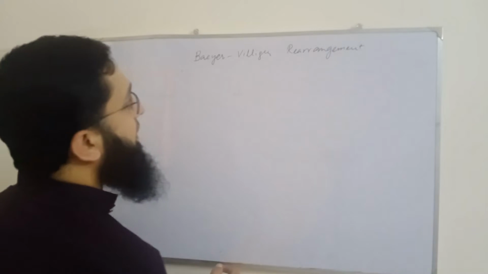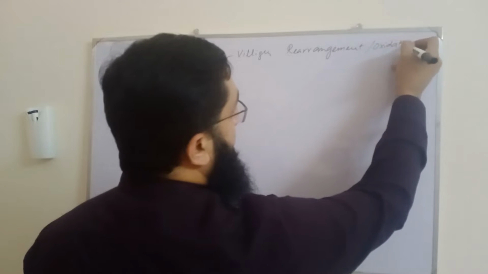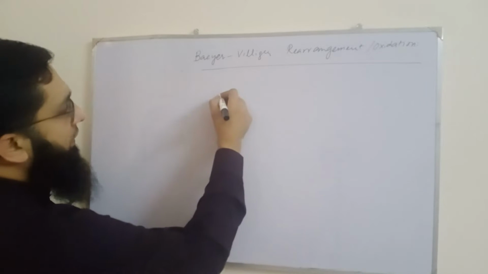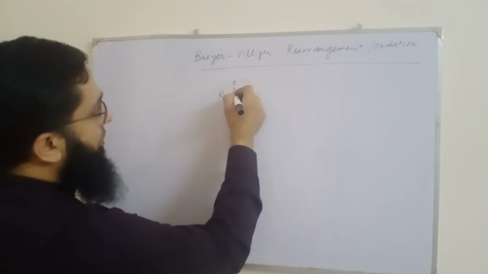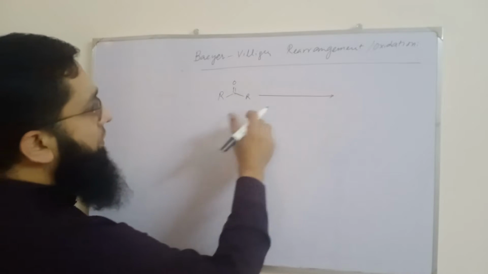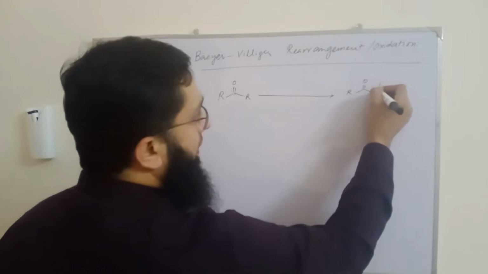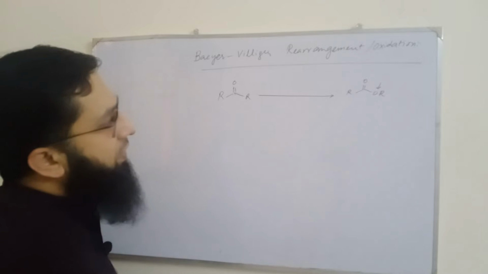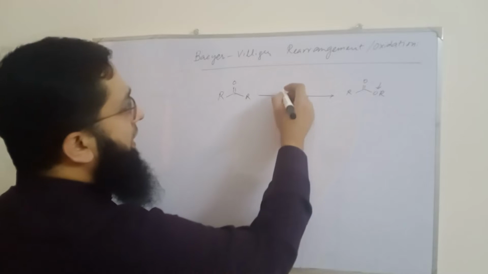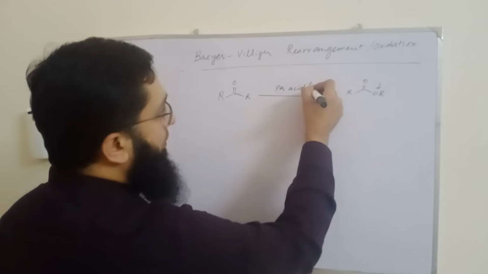Baeyer-Villiger rearrangement is also known as Baeyer-Villiger oxidation, because insertion of oxygen takes place. In this reaction, conversion of ketones into ester takes place, and here we can see oxygen has been inserted. So this is Baeyer-Villiger oxidation, and this reaction takes place in the presence of per acid or peroxy acid.